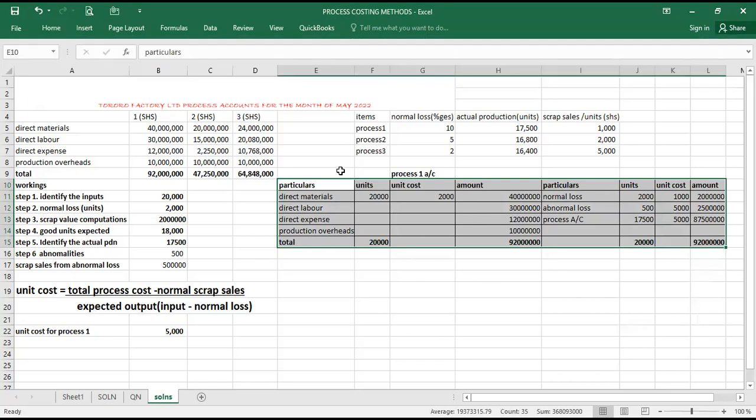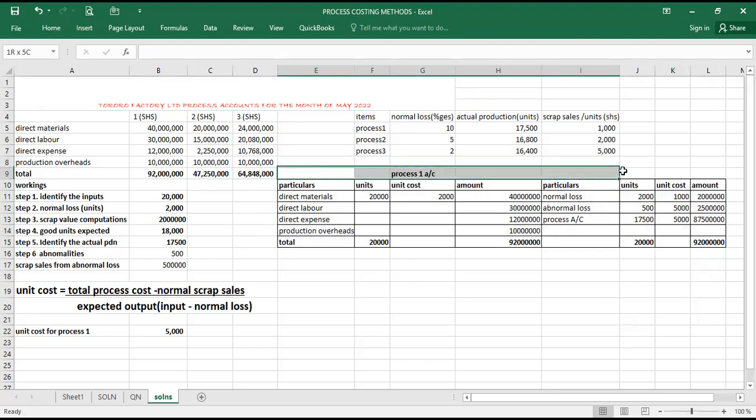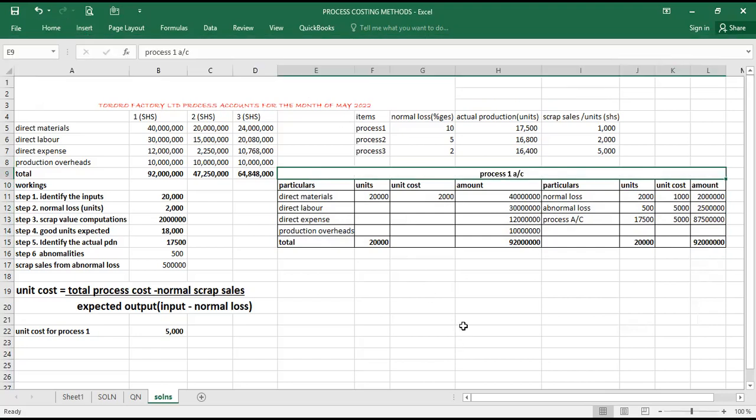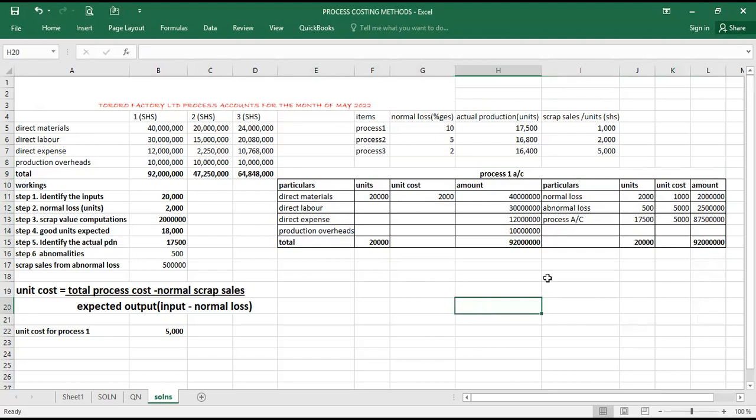So we've drawn our account. We can try to enlarge this, and merge it so that it becomes centered. So now we are done with our account, that is process account one. We've done whatever is needed and it is balancing.